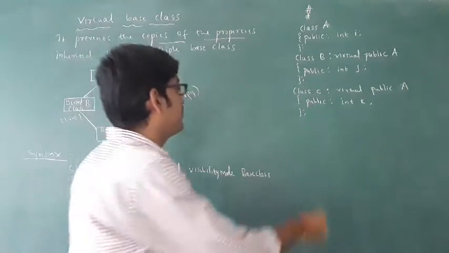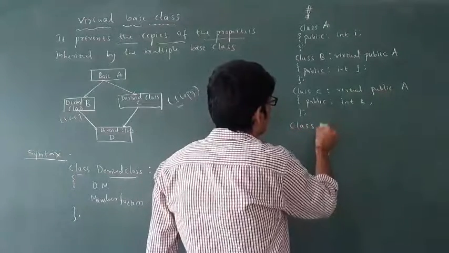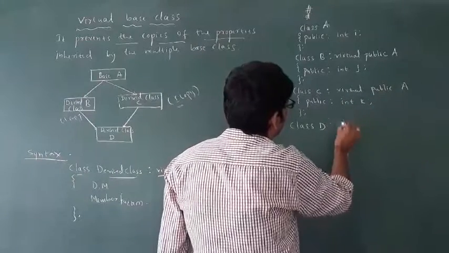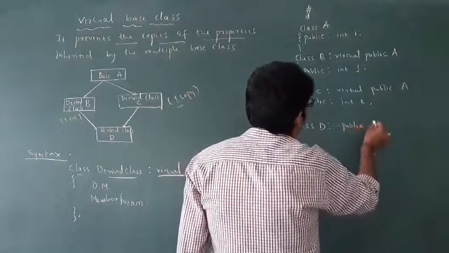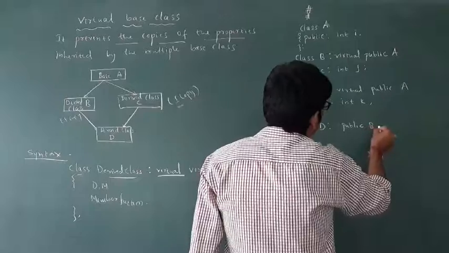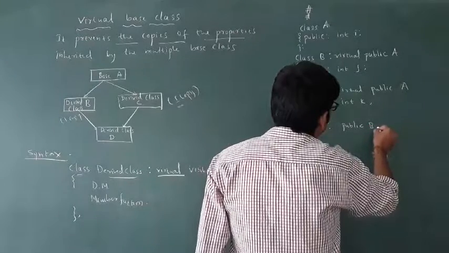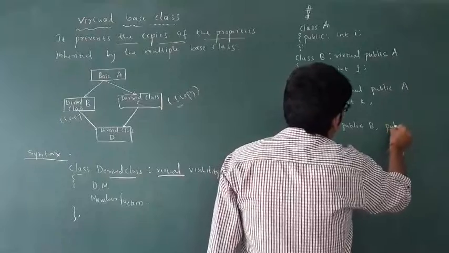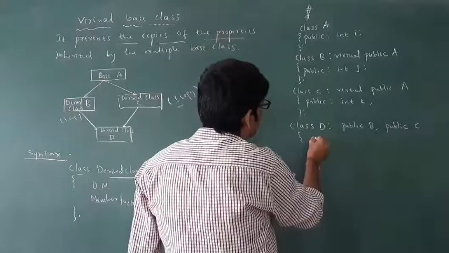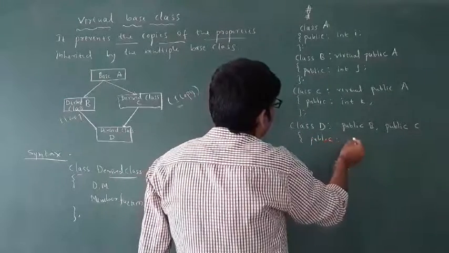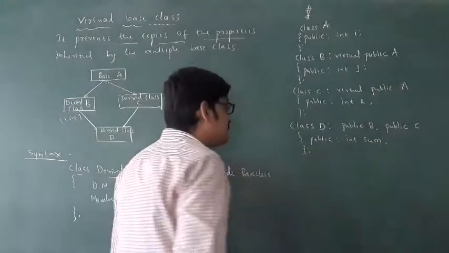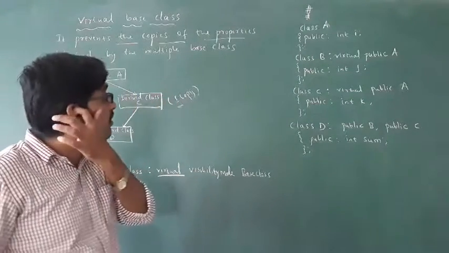Now I am taking class D, with the inheritance operator. Then you have to use public. D inherits the properties of B, and comma, public C. Then public int sum. See, this is what a small program looks like.